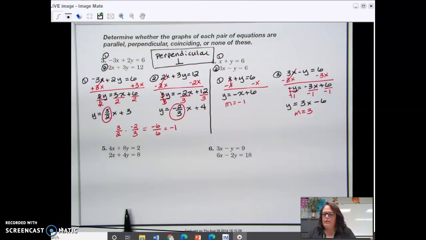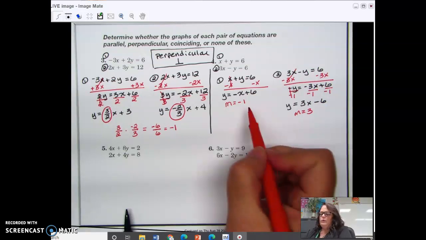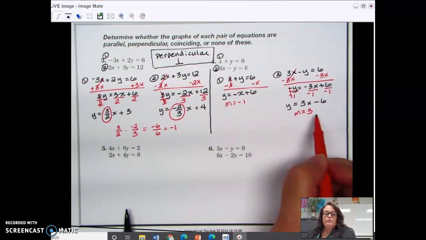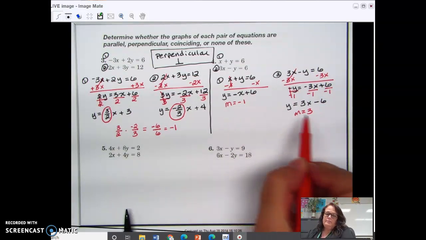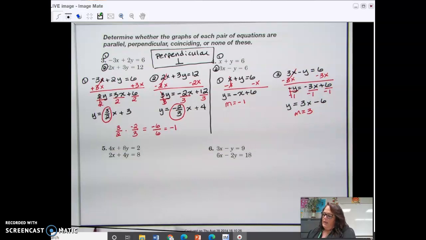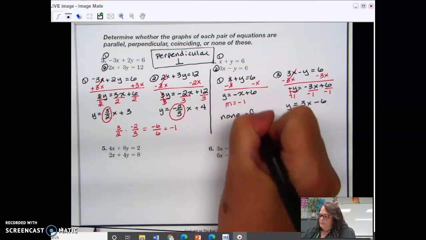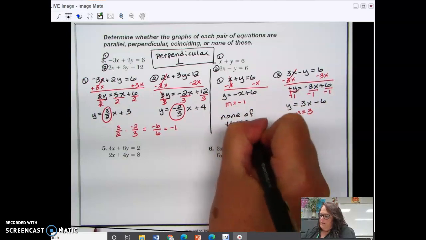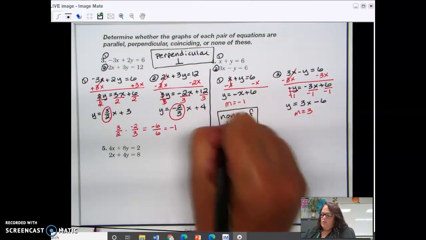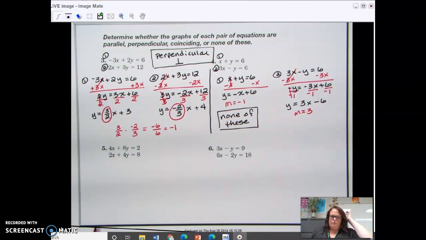So take a moment to check your work against mine, and hopefully we got to the same answer. If we didn't, go ahead and pause the video and just check your work with mine. So notice that -1 and 3, they're not equal to each other, nor when I multiply them together am I going to get -1, and so that would mean that this is none of these. They do intersect, but they don't intersect at a 90-degree angle.